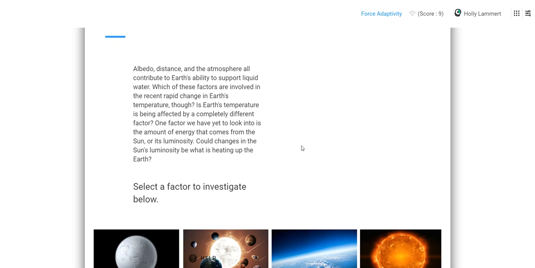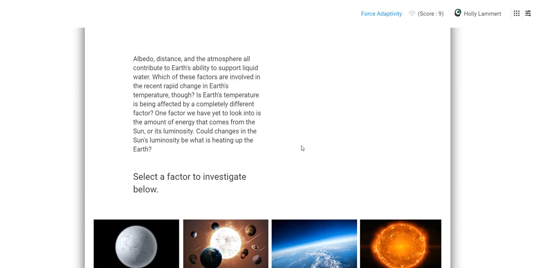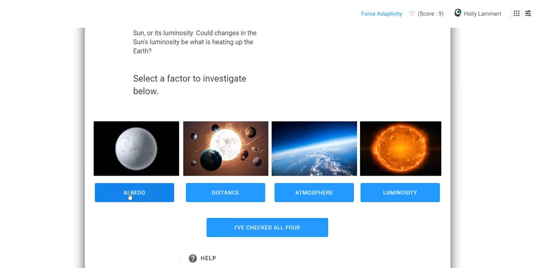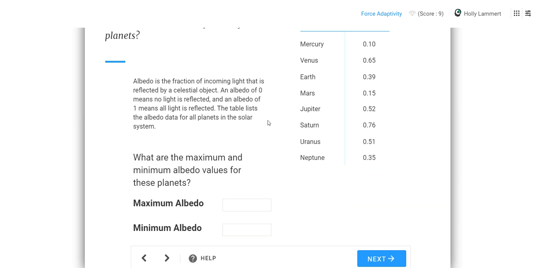Which of these factors are involved in the recent rapid change in Earth's temperature, though? Is Earth's temperature being affected by a completely different factor? One factor we have yet to look at is the amount of energy that comes from the sun, or its luminosity. Could changes in the sun's luminosity be what is heating up Earth? Select a factor below to investigate, and let's just go in order.